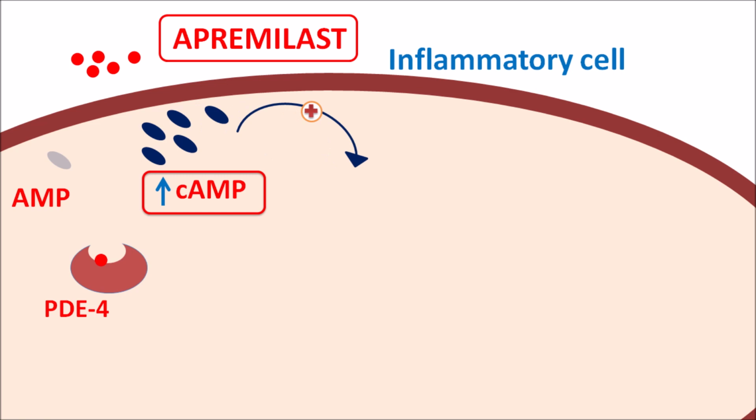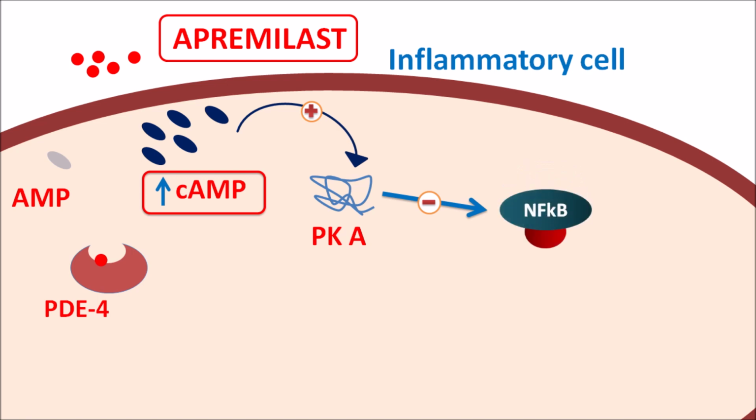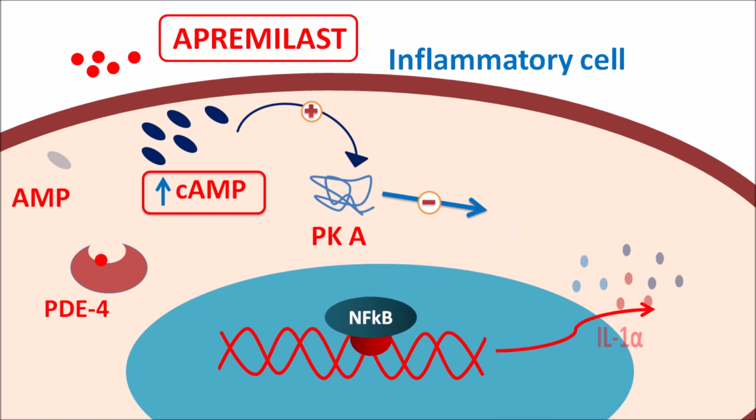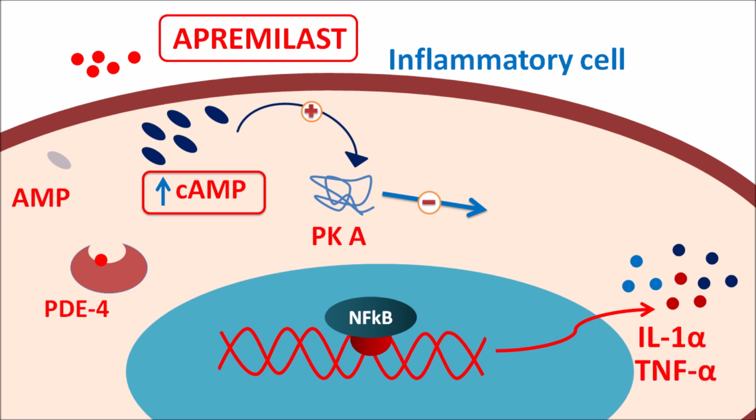which then promotes the activity of protein kinase A. This protein kinase A plays a key role in controlling cellular activities. For instance, it can inhibit the expression of NF-κB, nuclear factor kappa B, which generally interacts with the DNA. By interacting with the DNA, it can increase the expression of various cytokines such as IL-1, IL-23, TNF-alpha. All these are inflammatory cytokines. But because of the action of Apremilast, the cyclic AMP levels are increased, which reduces the expression of NF-κB and other cytokines.